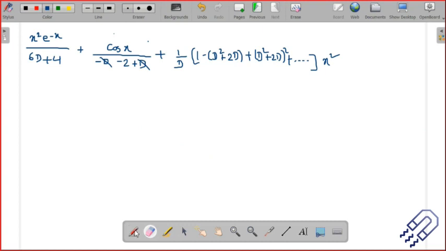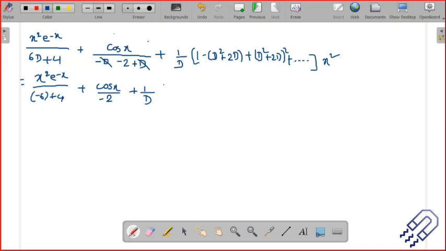Okay, so let's keep simplifying this. Let's write down equal to, and then the first expression we can actually replace: x square e to the power minus x. Now here we can easily replace this t with minus 1, so this would be 6 minus 6 plus 4, doesn't become 0, so it's fine. Plus this is already done, we have got rid of t, this is cos x divided by minus of 2, then plus 1 divided by d.